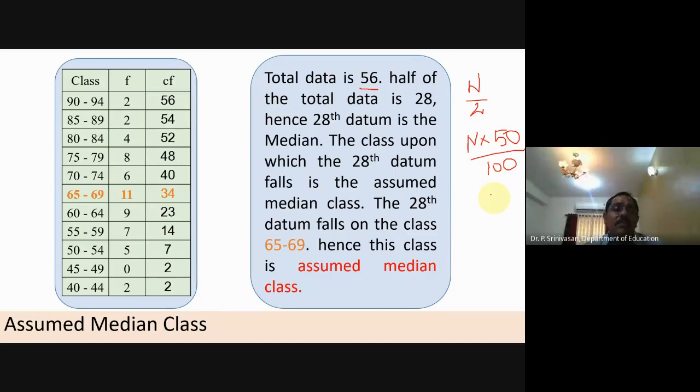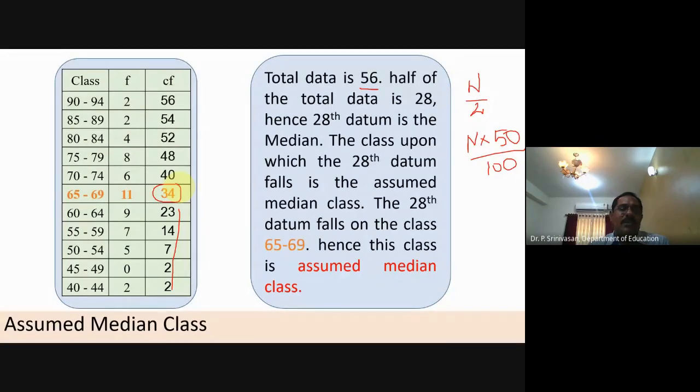The 28th datum is the median. So, in the cumulative frequency column, you go to the 28th place. So, this is 2, this is 2, this is 23. 28 will be located here only. So, that is the median. That median will be in this class only. So, therefore, that class is called the assumed median class. And that midpoint is the assumed median. That's all. Same as like the mean.